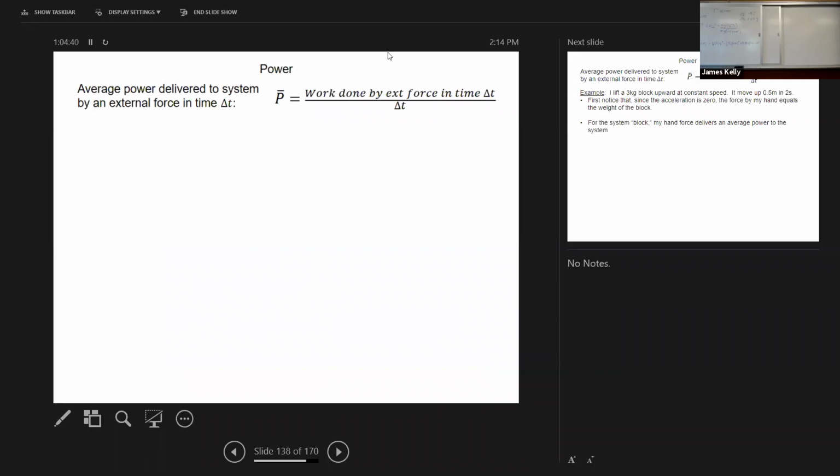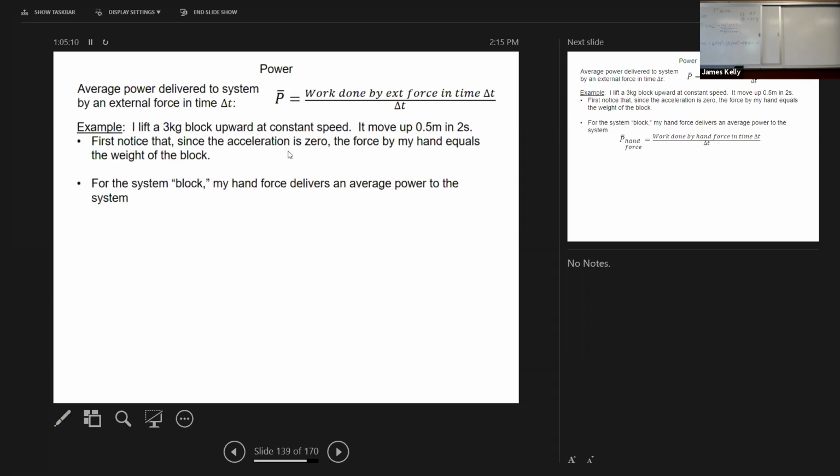Here's one of the two formulae we're going to use for power. It's the work done by an external force in time delta t, over delta t. Now, this is for a finite period of time, and so it's really the average power, and we're going to want to talk about the instantaneous power. But if you have some force that's acting over a period of time, you just calculate how much work it did during that time and divide it by the time it took, and that would be the average power that's delivered to the system. Okay, and there was an example there, but I'm not going to go into it.